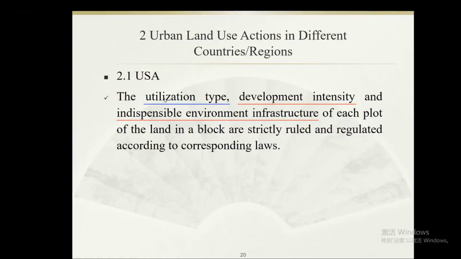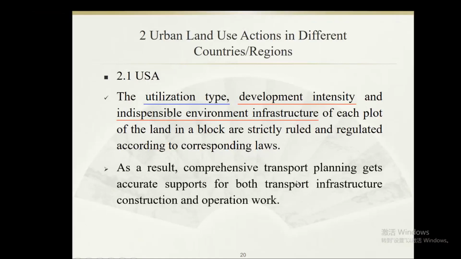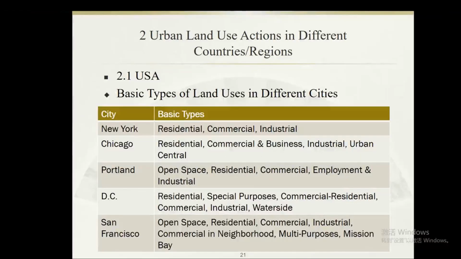Okay, to regulate the utilization time, utilization intensity, and indispensable environment infrastructure for each block, for each plot of a block. As a result, comprehensive transport planning gets accurate support for both transport infrastructure construction and operation work. Let's check, for example, the basic types of land uses in different cities in America.